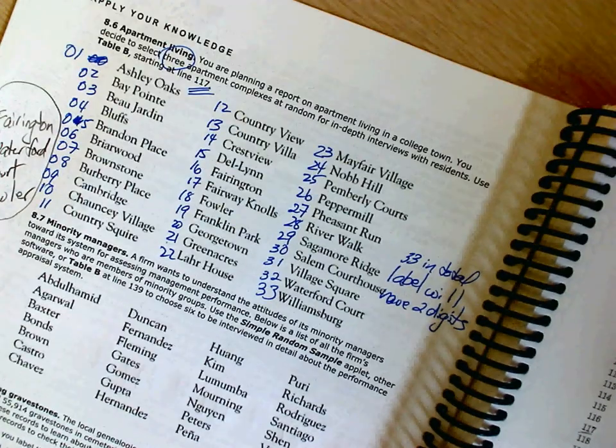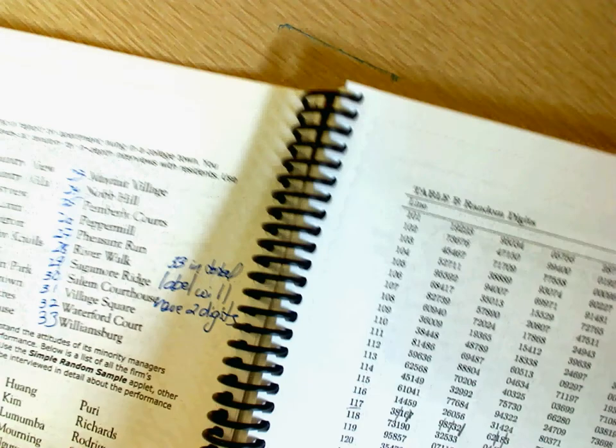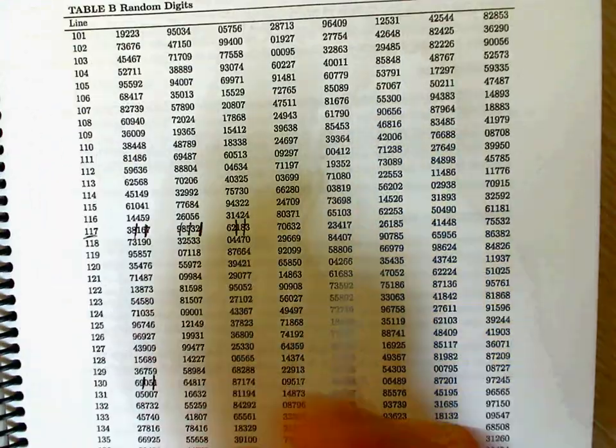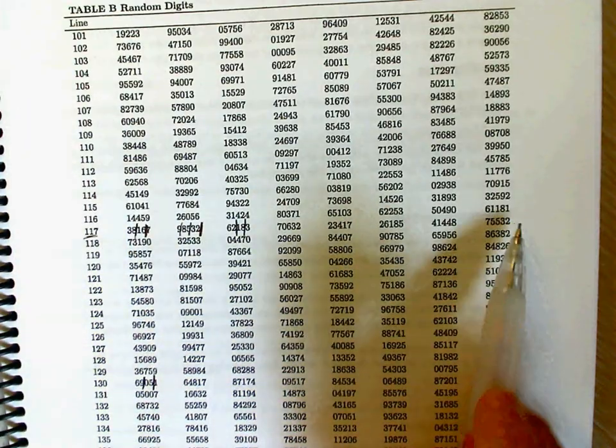Let's try this one. What happens when we reach the end of a line? What do we do then? Let's look at that. That will be illustrated in the next example.